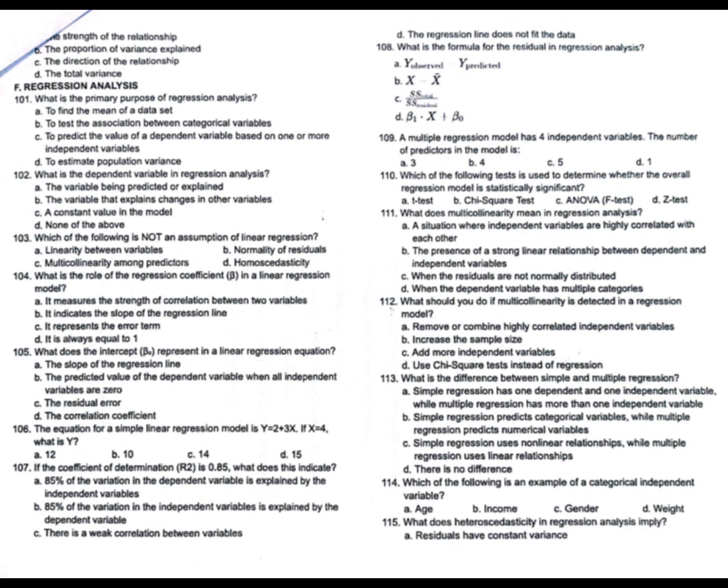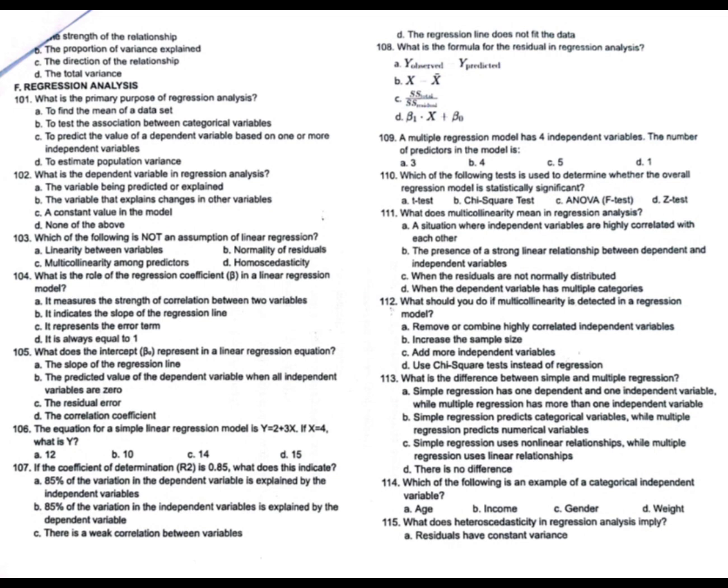Letter C. What does multicollinearity mean in regression analysis? So the answer is a situation where independent variables are highly correlated with each other. Number 14. What should you do if multicollinearity is detected in a regression model? So, remove or combine highly correlated independent variables.